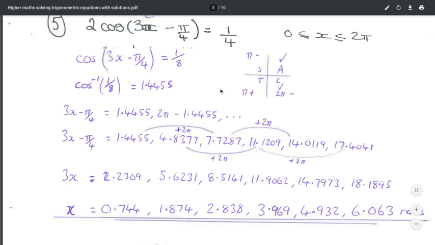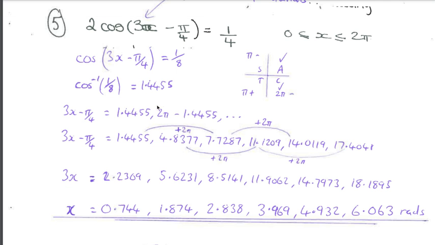Use the CAST diagram. We have a positive value of cosine, so we're looking in the first and the fourth quadrant. So it will be the angle we have, 1.4455 radians, and 2 pi minus 1.4455 radians. That will give us our first two values of 1.4455 and 4.8377. So guys, here pi is just pi. It's still 3.14159 or whatever your calculator tells you it is.